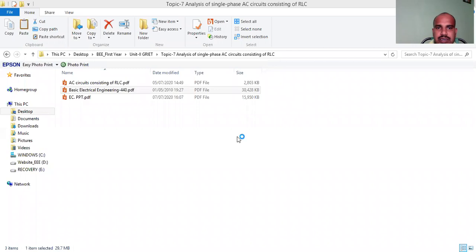This is an AC series RLC circuit, with the voltage across the resistance, the voltage across the inductance, and the voltage across the capacitor. The voltage across the resistor is VR, across the inductor is VL, and across the capacitor is VC. The voltage across the resistor and the current are in phase. The voltage across the inductor leads the current by 90 degrees. The voltage across the capacitor lags the current by 90 degrees.